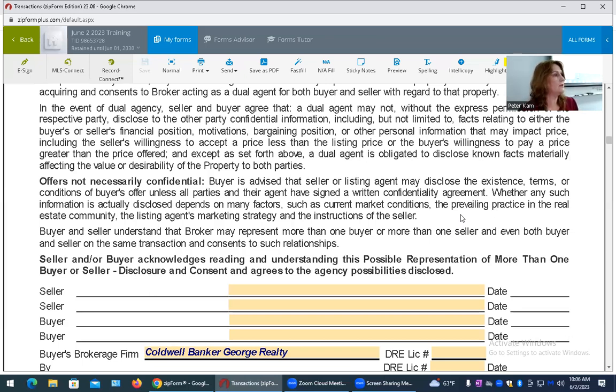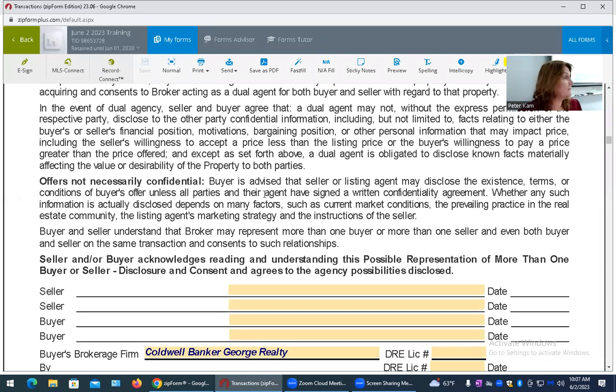Oh, they have to be in Washington, D.C. within 6 weeks flat. Anything like that that would weaken the position of your client, you can't disclose that. But you can see right here that offers are not necessarily confidential. Okay, so just bear in mind, don't disclose items that will weaken your seller's position or your buyer's, for that matter.